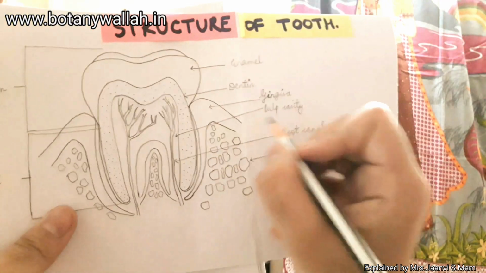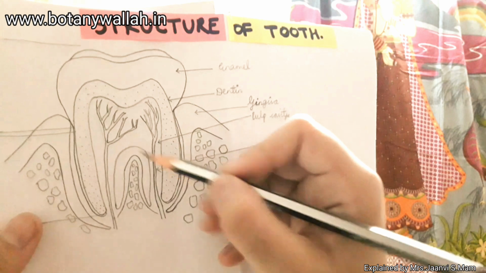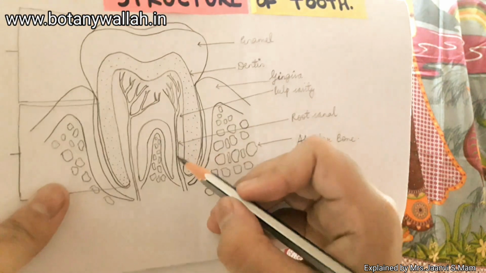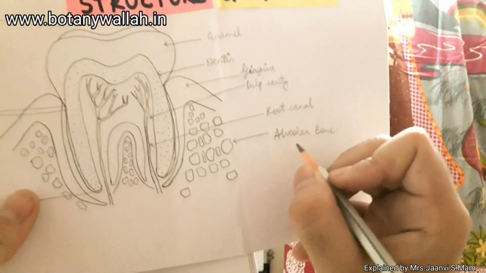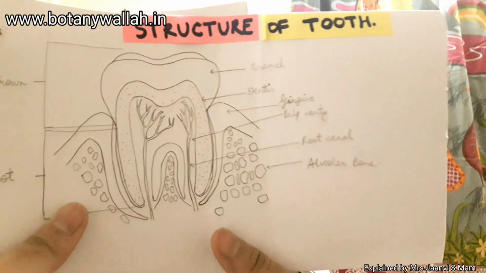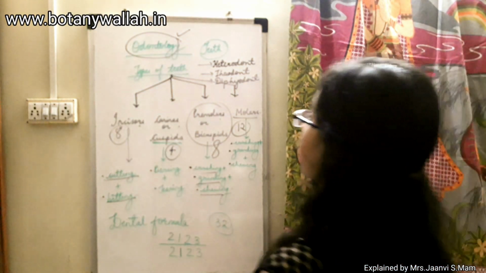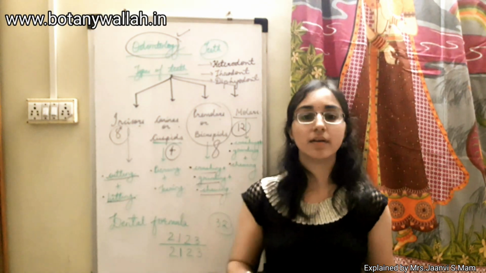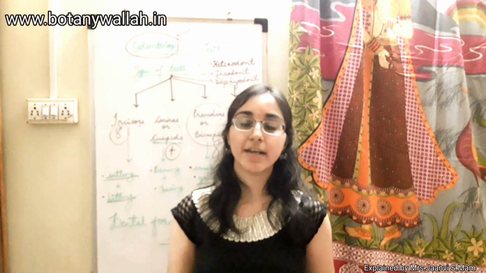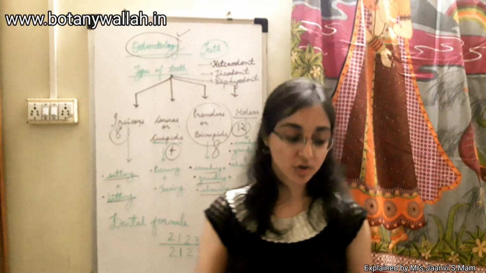You can see this is a pulp cavity where all the nerves and the blood vessels are present. Then this is a root canal. This is a bone, and the bone specifically is known as alveolar bone. This is the structure of a tooth. When you study the structure of the tooth and everything about teeth, like dentition, this study is known as odontology.